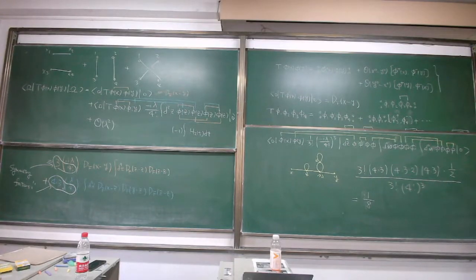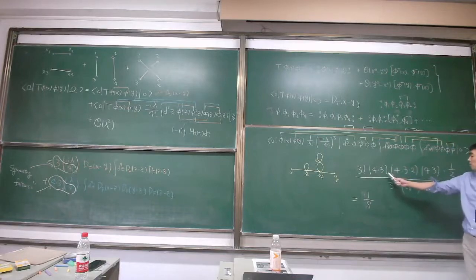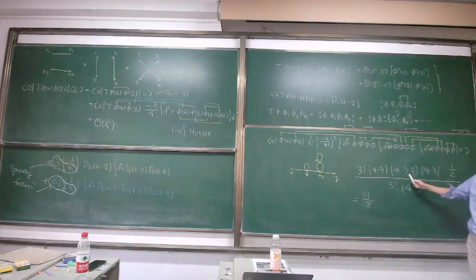That's true. 3 factorial cancels, and from here 2, from here just 1 and 2, and 1 over 8. Okay, so this is the symmetry factor of this diagram, and we would like to understand this symmetry factor.